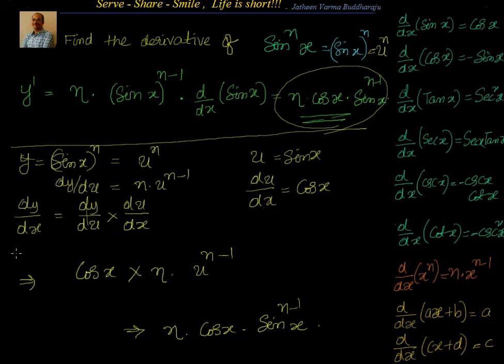So the chain rule says that if you want to find dy by dx, that's nothing but dy by du into du by dx. If you have u in terms of w, then it will become dy by du into du by dw into dw by dx, but at the end you will be getting dy by dx.